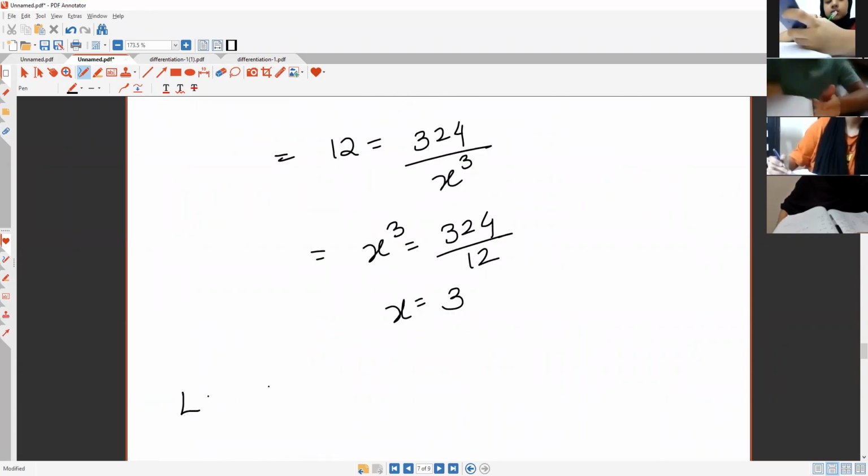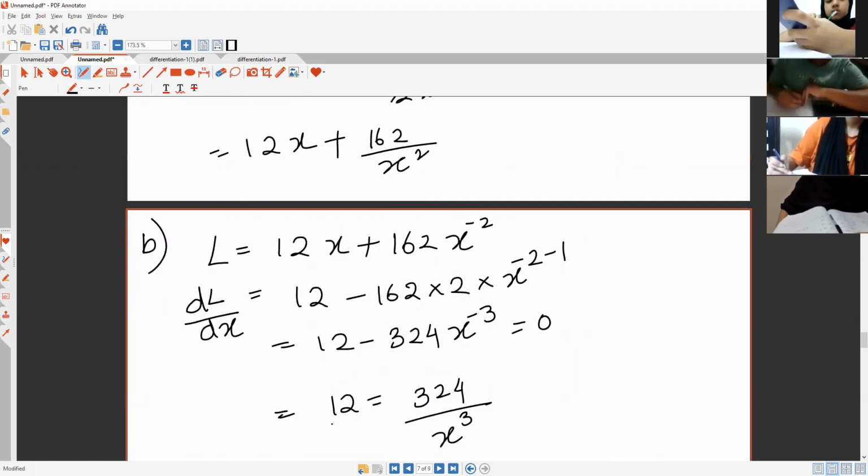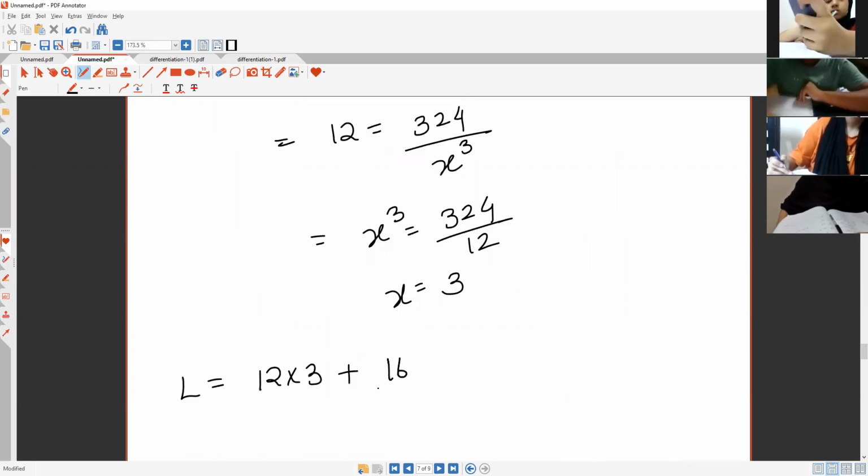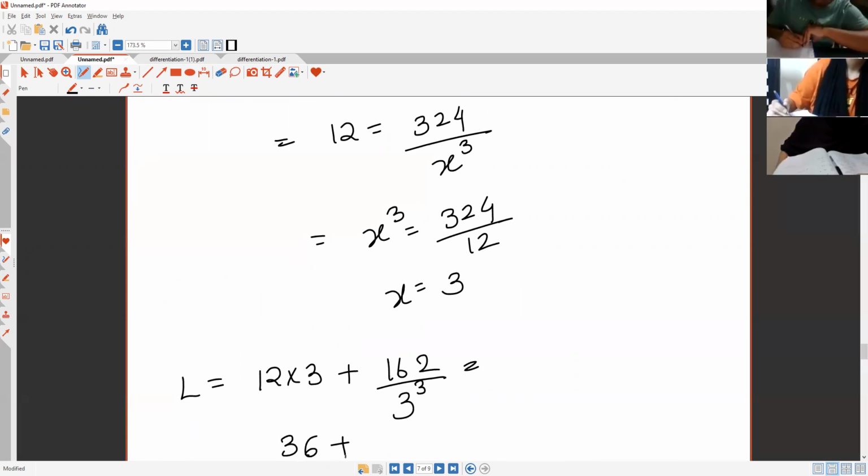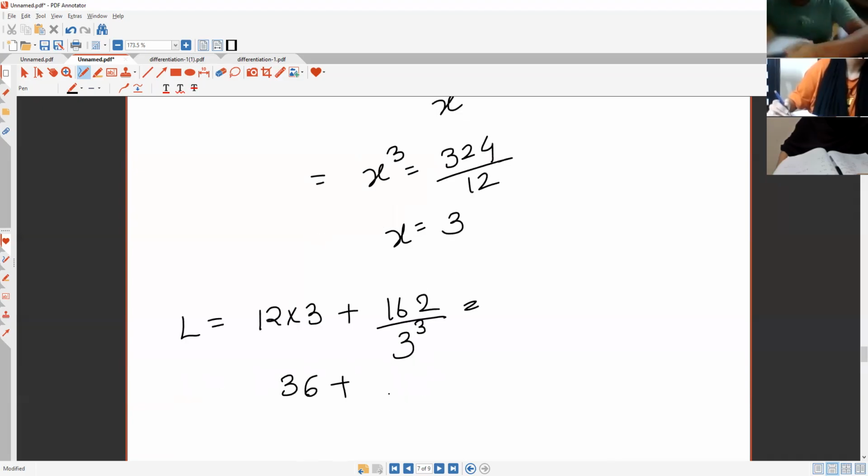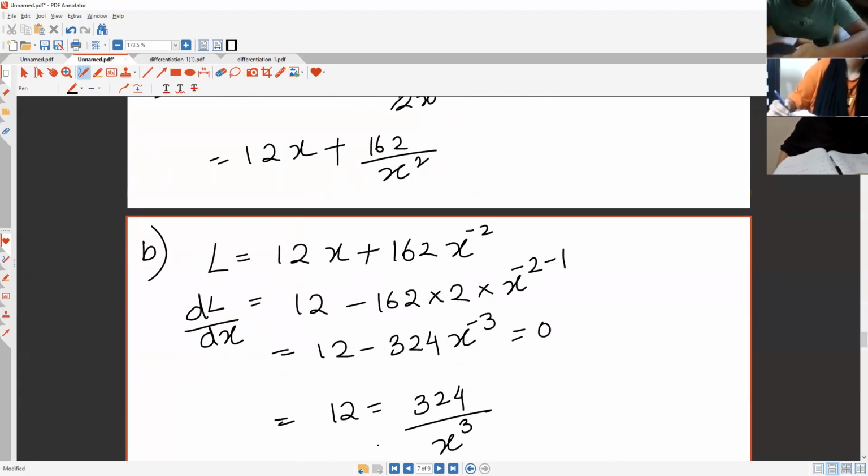So L is equal to 12 into 3 plus 162 divided by 3 cubed. Do this in your calculator. 12 into 3 is 36, plus 162 divided by 3 cubed, which is 6. 36 plus 6, that is 42. So L is equal to 42. It's 3 squared. It's 3 squared. Okay, it's 3 squared then.